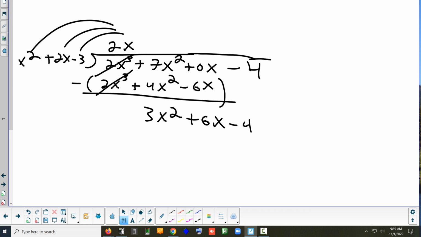What do you get if you divide x squared into 3x squared? Yeah? 3. Done. That's your quotient. If you want the remainder, multiply the 3 back out, do all the subtractions. And that is your EDA. 2x plus 3.